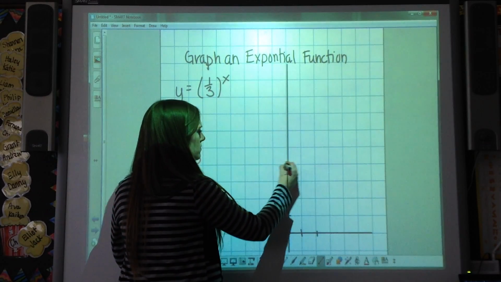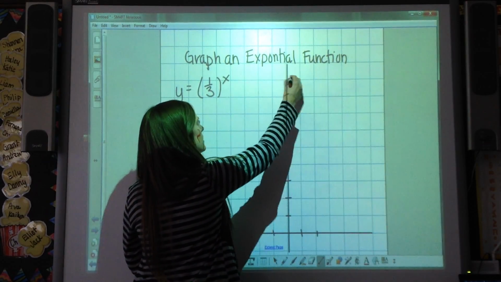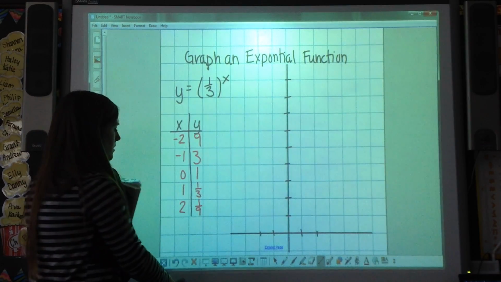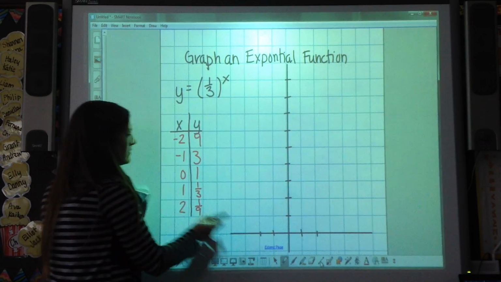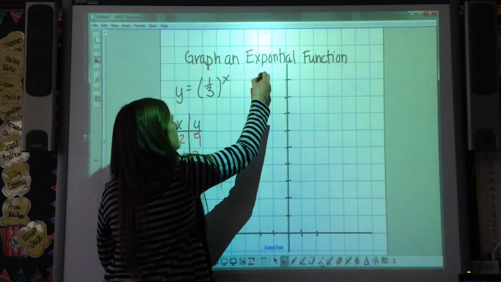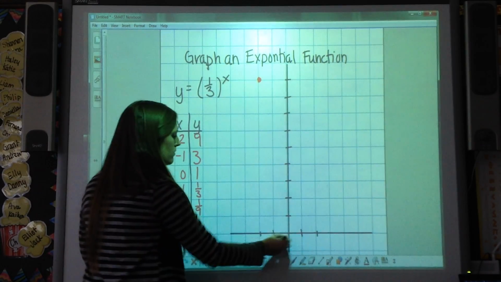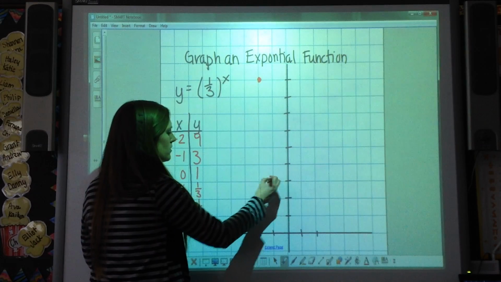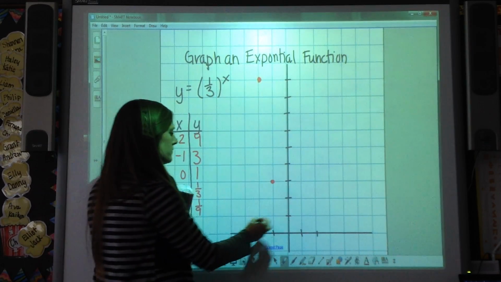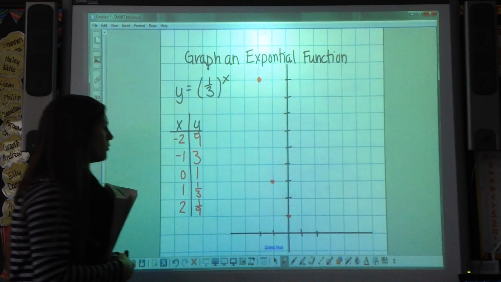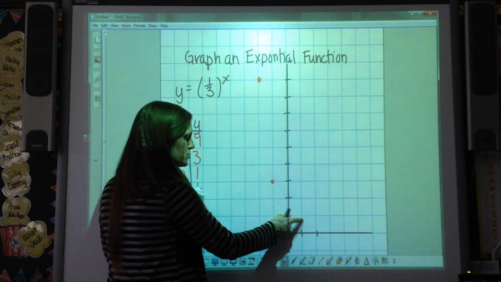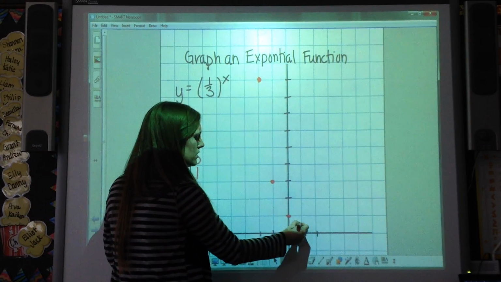1, 2, 3, 4, 5, 6, 7, 8, 9. So I have an ordered pair (-2, 9), (-1, 3), (0, 1), (1, 1/3). I'm going to envision cutting this first box into thirds, and I want the first one.